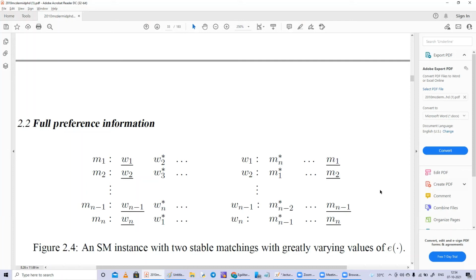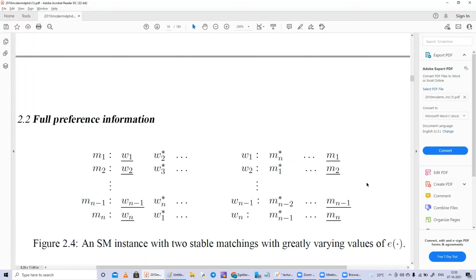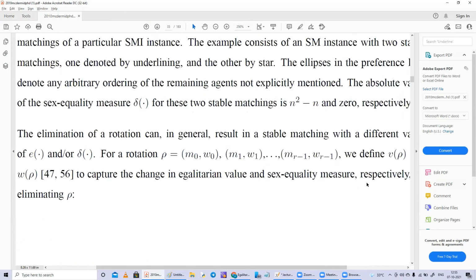Oh, I see. So if any matching has even one difference in the men's rank, then the women's would go up by n. Yes. Or if someone decreases, then that is even better, because it is decreasing on both sides. So there cannot be any matching with a more egalitarian value.